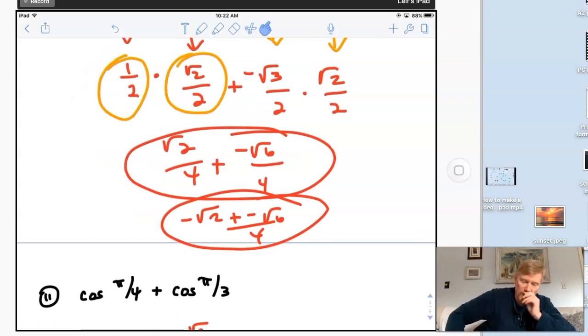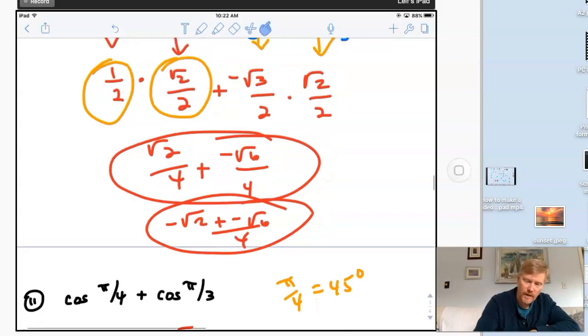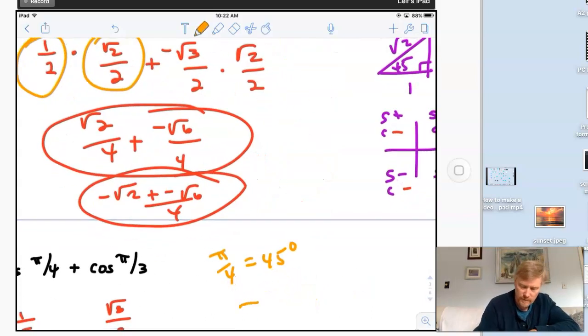Cosine of pi over 4 plus the cosine of pi over 3. This one's pretty straightforward. We've been doing these all day. If you know the cosine of pi over 4, that's 45 degrees, what's the cosine of 45? Pi over 3, that's 60 degrees. What's the cosine of 60?